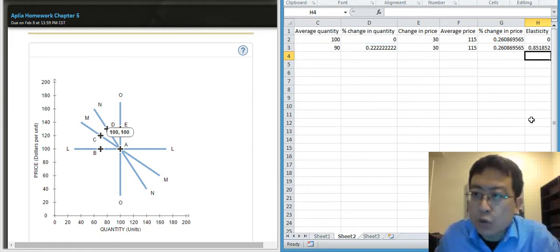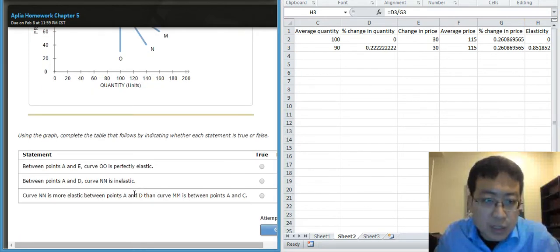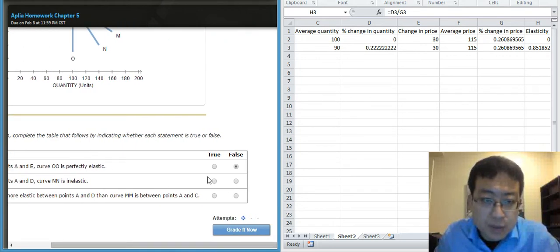Your answer is going to be 0.851852. So this number is less than 1. If it's less than 1, then we call this one inelastic. So let's go back over here. It says curve NN is inelastic, and this should be a true statement.